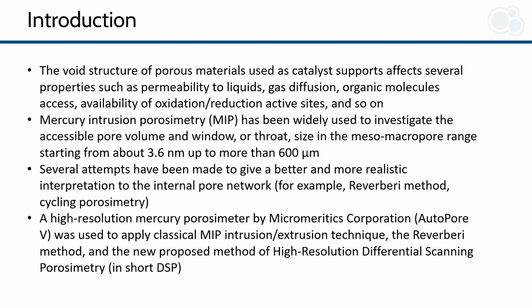For many years, mercury intrusion porosimetry has been used to investigate not only the accessible pore volume as a function of pore window or throat size, but also to provide insight into pore structure with permeability, tortuosity, and diffusion calculations. Over the years, attempts have been made to interpret the pore structure, such as intrusion-extrusion cycling and the Reverberi method. For this study, we used the Micromeritics Autopore, a high-resolution mercury porosimeter, to investigate a new method for high-resolution differential scanning porosimetry, DSP.